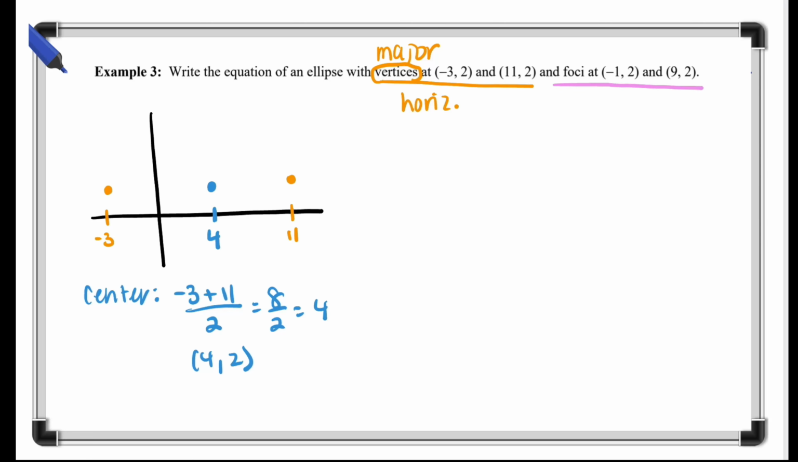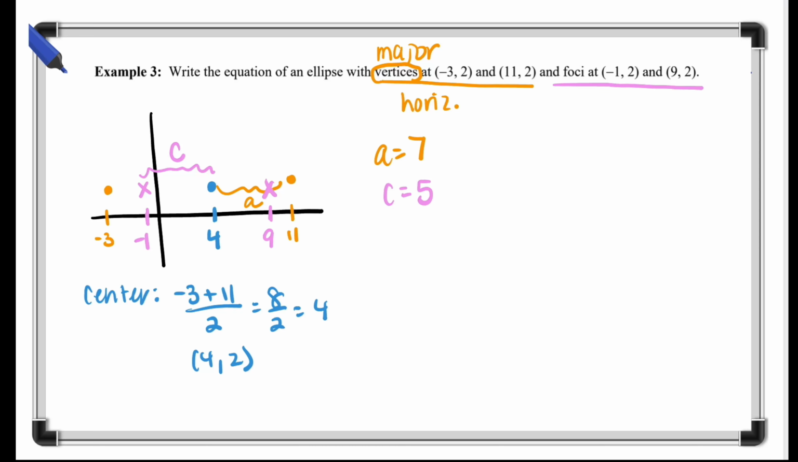So I know that information. You can find the a value. Now, the a value, again, is this distance between your center to your vertex here. So from 4 to 11, that a value is going to be 7. Okay, so you can put your foci. Here we got (-1, 2) and (9, 2). So from the foci, you can find the c value. Now the c value is, again, this distance between your center to that focus. So that's that c value. From -1 to 4, that's a distance of 5.